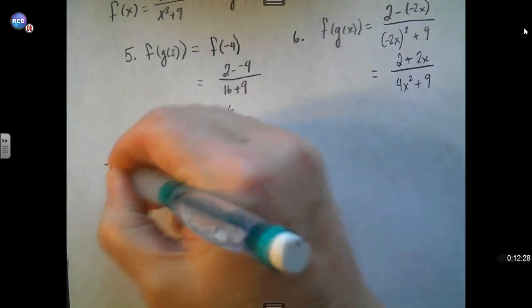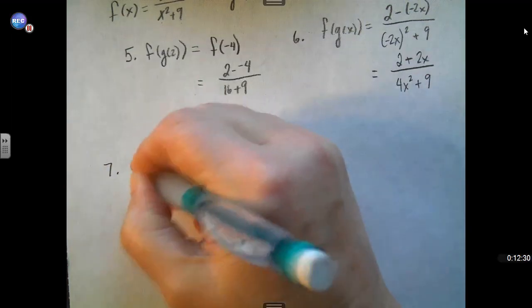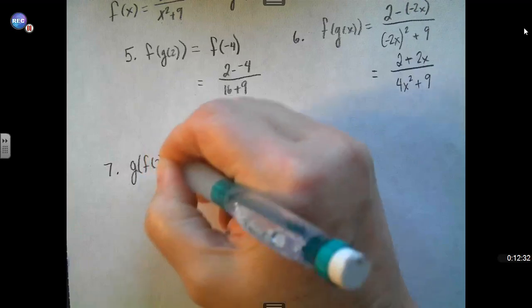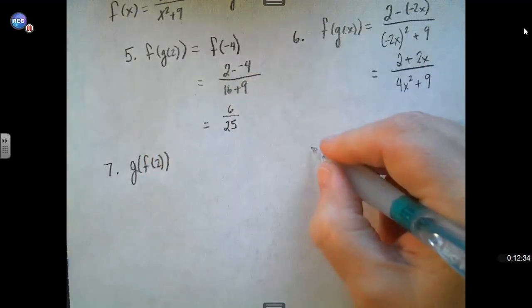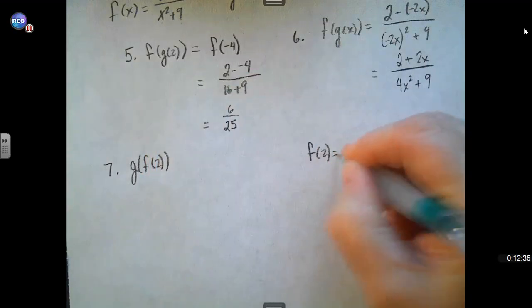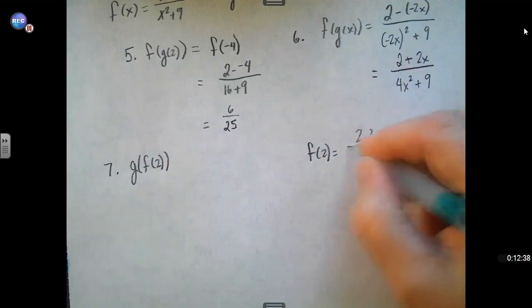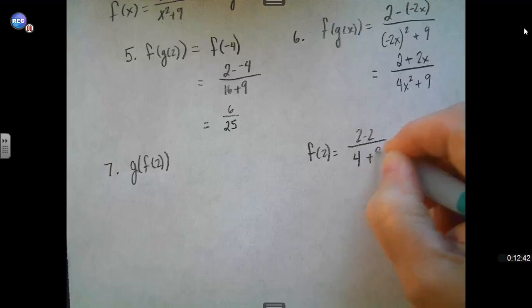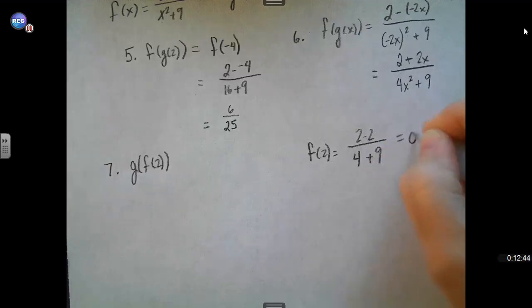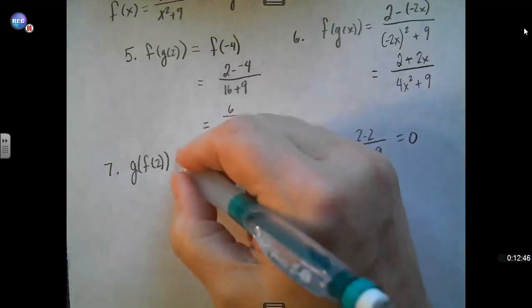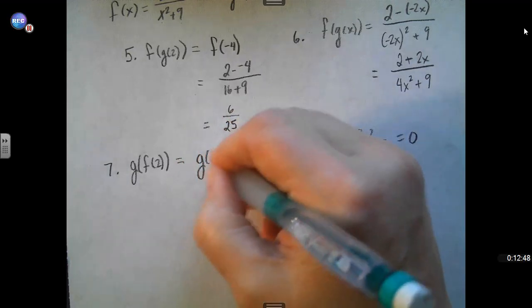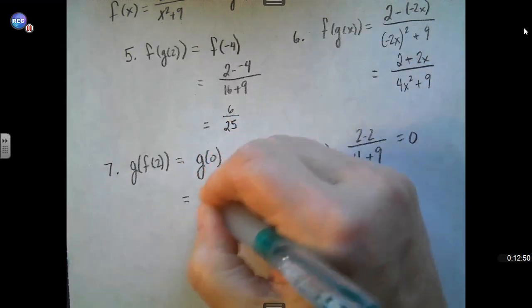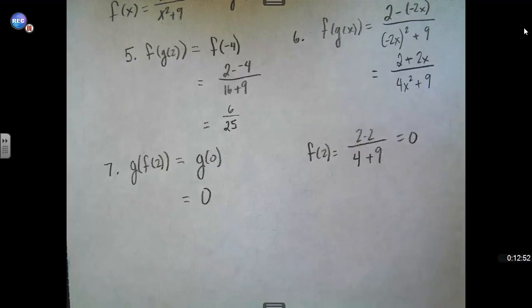Number 7 wants me to find g of f of 2. Okay, well, f of 2 is 2 minus 2 in the numerator over 4 plus 9 in the denominator, which is 0. So that means I need to find g of 0, and g of 0 is 0.